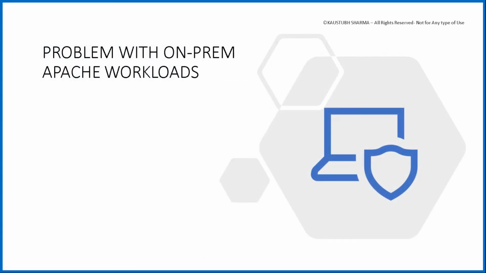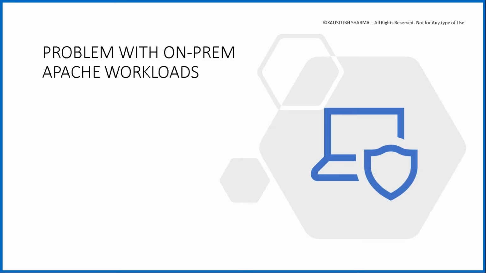Now the question arises: if Apache frameworks are able to process the data and we have already solved the storage problem with data lakes, then what is the problem with on-premises Apache workloads? Why do we need those Apache frameworks on the cloud in the form of Amazon EMR?